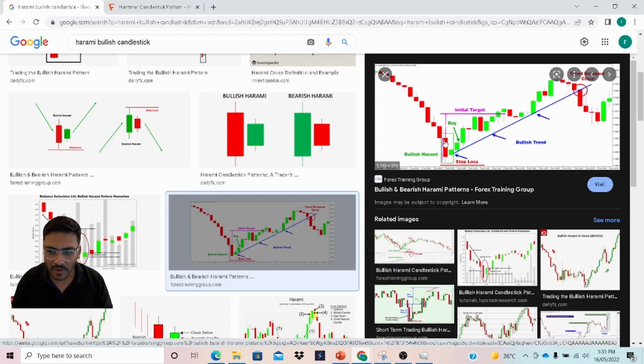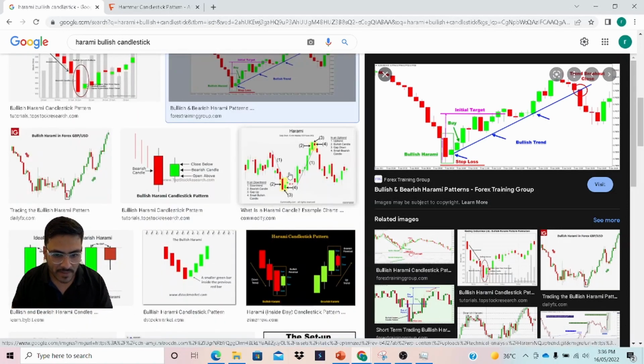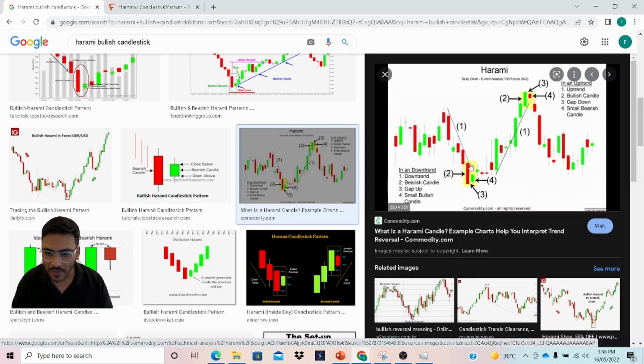One more example, one red candle, then gap up, you have a small green candle, the next day there's a confirmation, you can buy, and then there's a trend reversal. So bullish trend. So higher highs, higher lows. One more example, a big red candle, small green candle, next day confirmation, trend reversal.